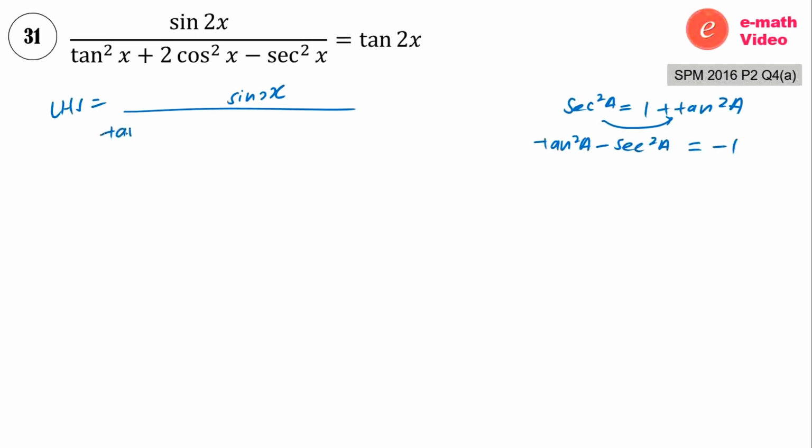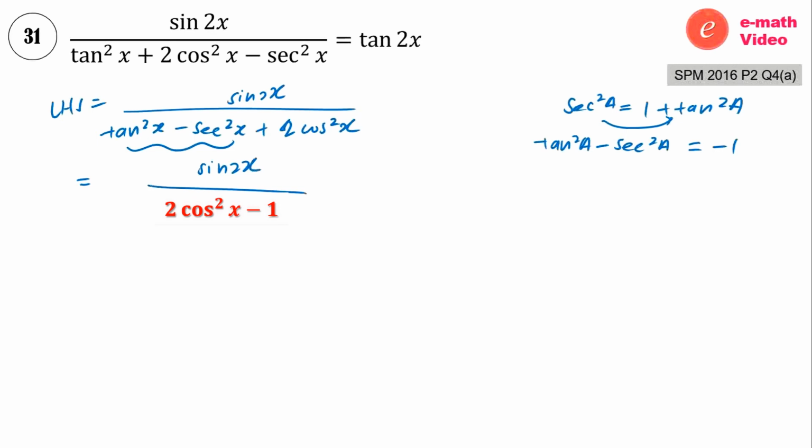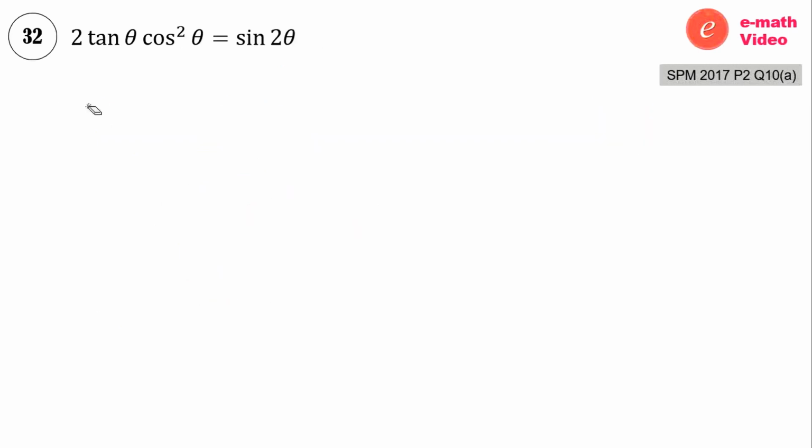I think I rearrange it first. Tangent square x minus secant square x plus 2 cos square x equals, you see, this part here will become negative 1. So sine 2x over 1 minus 2 cos square x. Look, this part here is just cos 2x. So we have sine 2x over cos 2x equals tangent 2x. Proven.